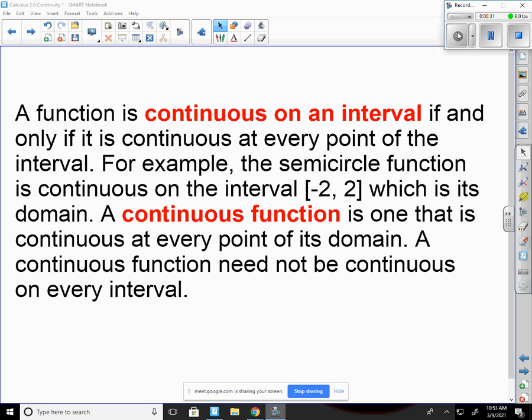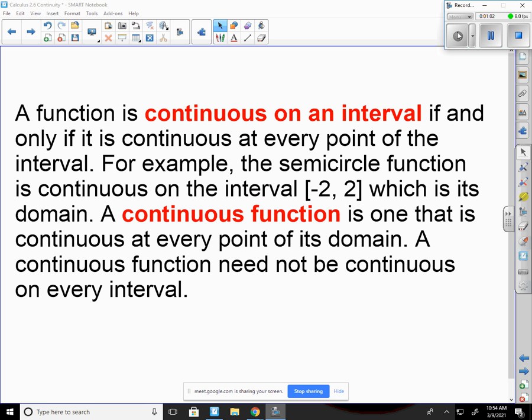A continuous function does not need to be continuous on every interval. So as long as I set up a domain for it, then whenever I'm looking at the domain that I can set up, I can decide where it has to be continuous. So by restricting a domain, I can make it continuous on that domain, and it doesn't have to be continuous everywhere in the function, only where I'm looking at.